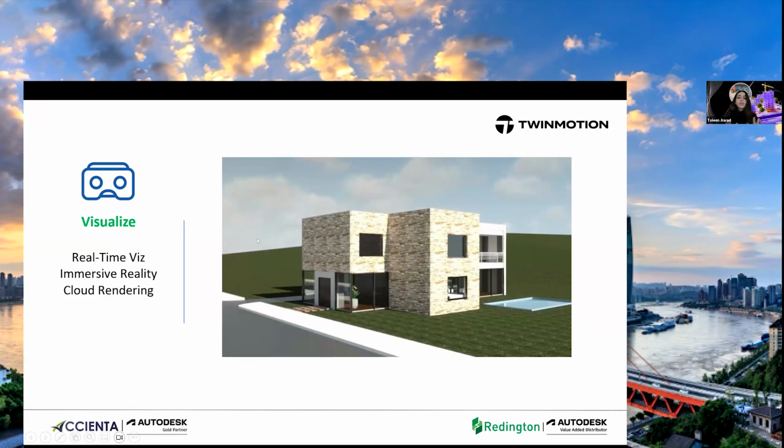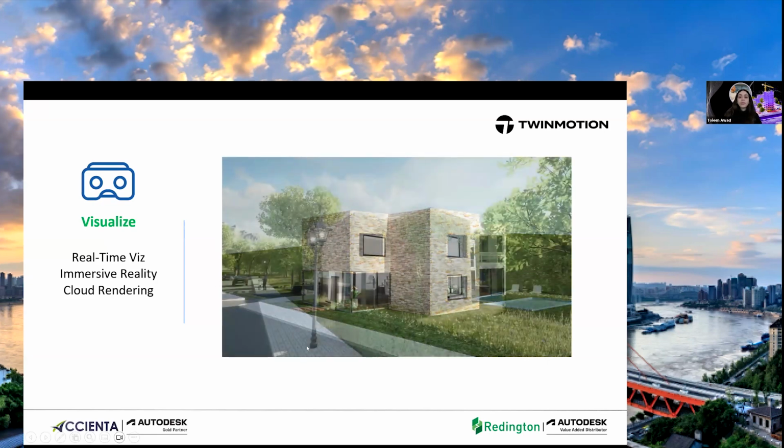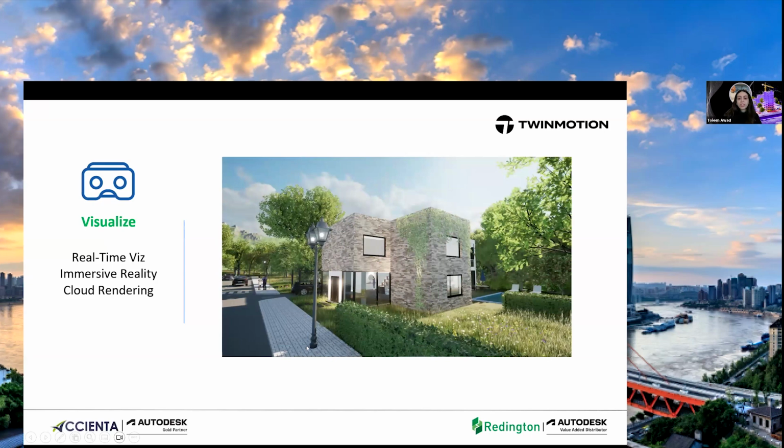So let me show you an example. This model was created using Revit. And of course, Revit is a powerful tool for BIM modeling. But using Twinmotion won't eliminate the need for Revit, because both of them are important. Both of them have their own outputs. So for the visualization, we can see the differences between the two pictures.